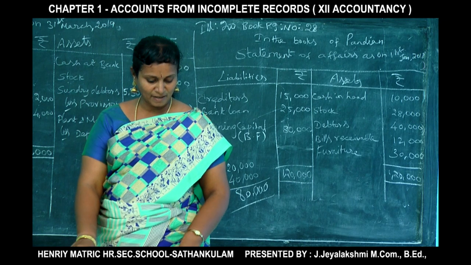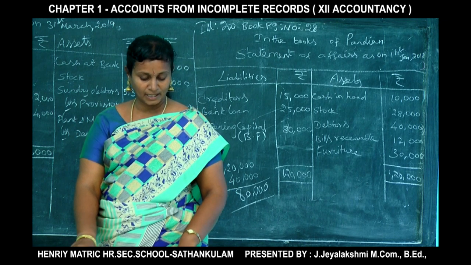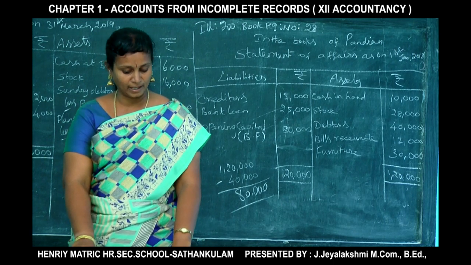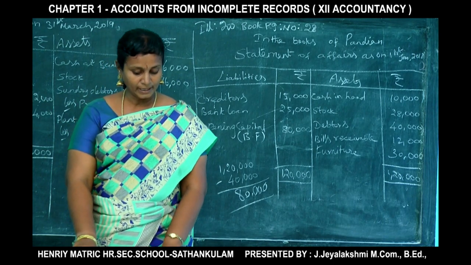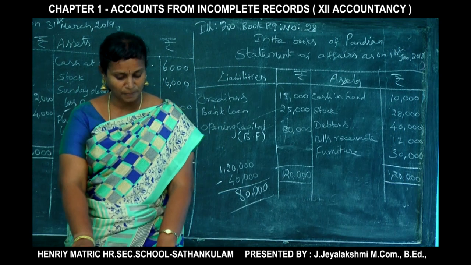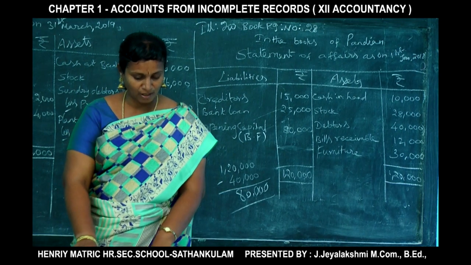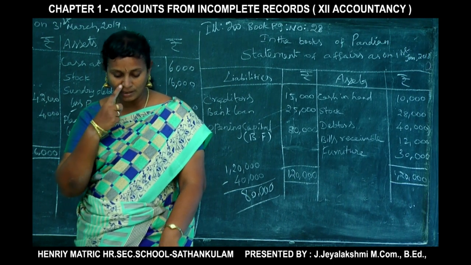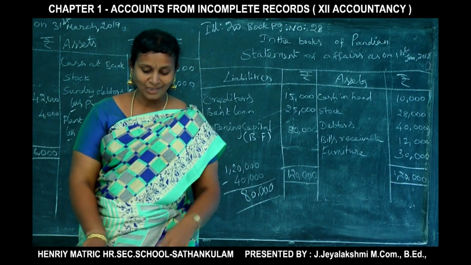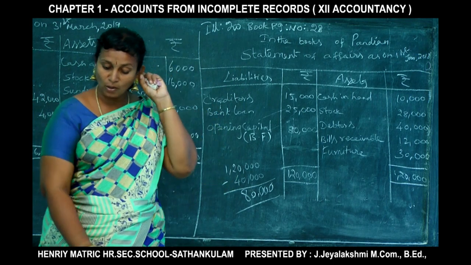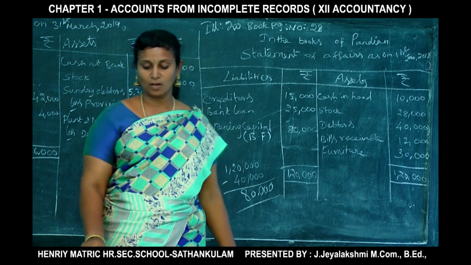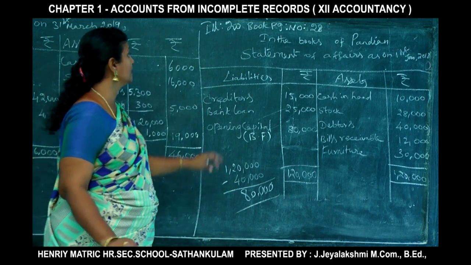Some adjustments are given. See, rate of depreciation 5% on furniture. So you have to take furniture 10,000 into 5 by 100 and you get the amount. Then create the provision of 1% on debtors. Then you have to take debtors for the year ending, so you have to take only 60,000. So with the help of this information, we are now going to prepare in the books of Pandian the statement of affairs as on 1st January 2018.